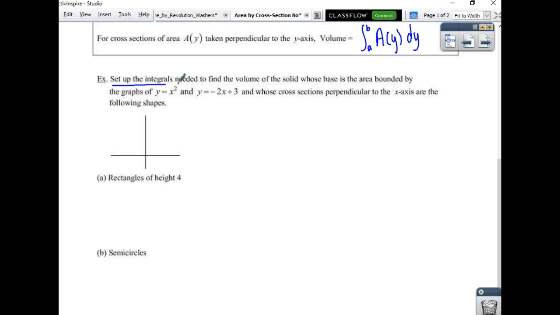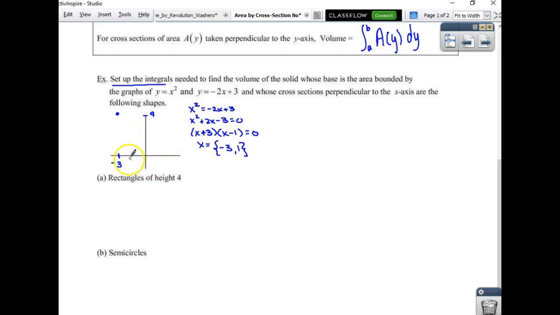So let's draw our base. First thing I want to do is figure out where on earth is my base. So I may set these two functions equal to each other just to make sure I know what I'm doing. So what do we got? x plus 3, x minus 1. So we know that these two functions intersect at x equals -3 and 1. So when x is -3, we know our y value is 9.